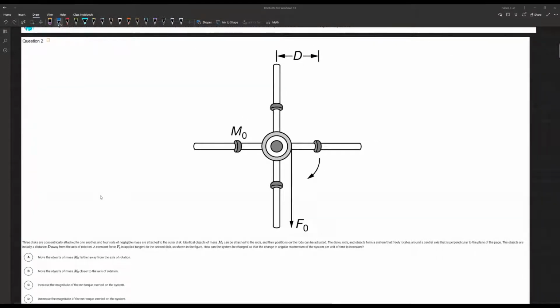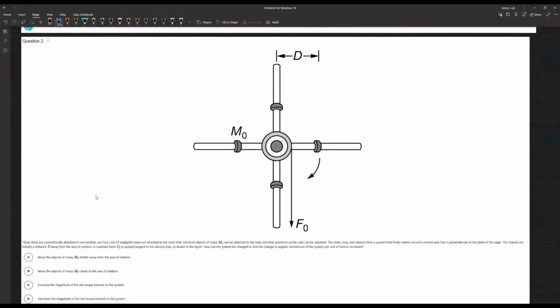So 3 discs are concentrically attached to one another, and 4 rods of negligible mass are attached to the outer disc. So we have one disc, a second disc, and a third disc. Identical objects of mass m naught can be attached to the rods, and their positions on the rods can be adjusted. The discs, rods, and objects form a system that freely rotates around the central axis that is perpendicular to the plane of the page. So as you are looking at this page, you have the axis coming out at your face or into the screen. They haven't defined the direction, but it's perpendicular to the plane of the screen.